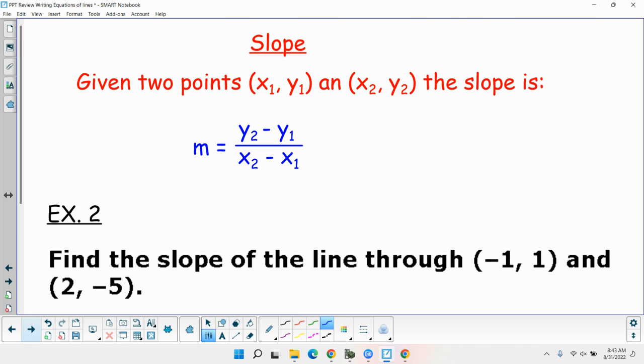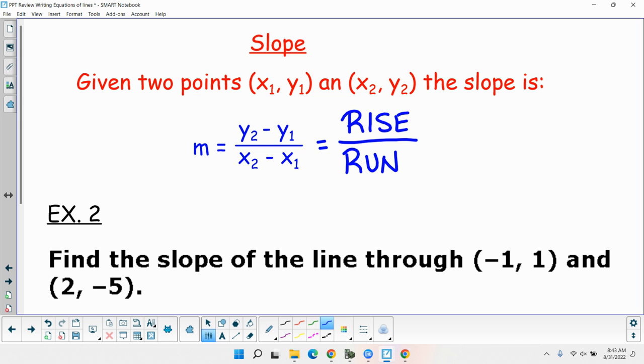All right. So here's another way. Here's the formula for finding slope. The second y minus the first y divided by the second x minus the first x. I like to remember it as rise over run.